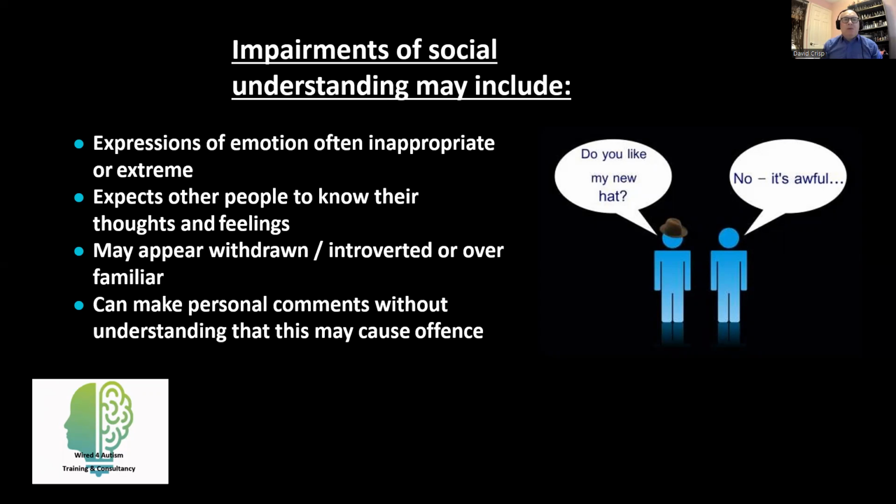Can make personal comments without understanding that it may cause offence. For example, in this illustration here, do you like my new hat? No, it's awful. And again, being brutally honest, you're always taught as a child not to lie, but sometimes being brutally honest isn't welcome by most people. But that honesty can be a very useful trait in autism, but it can also backfire greatly because that is not how society expects us to be.